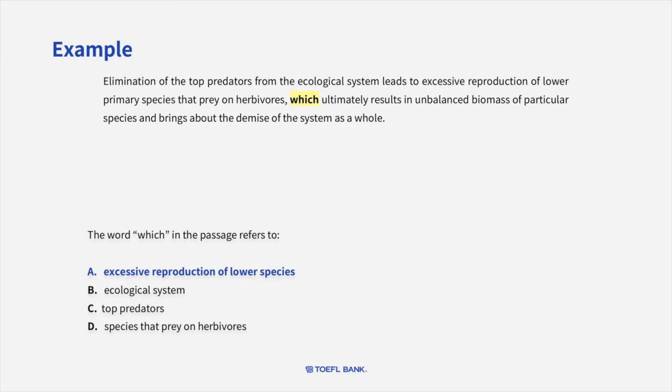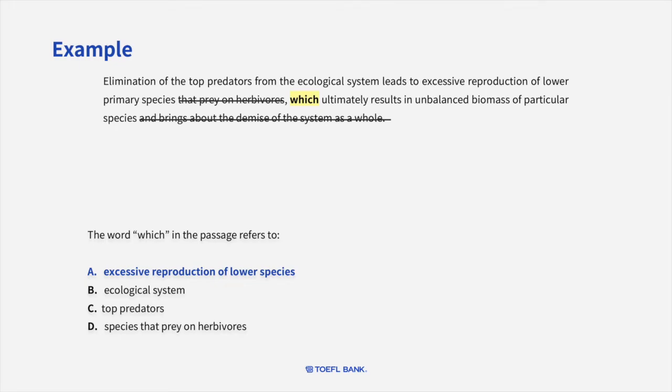Elimination of top predators from the ecological system leads to excessive reproduction of lower primary species that prey on herbivores, which ultimately results in unbalanced biomass of particular species and brings about the demise of the system as a whole. Now let's eliminate the unnecessary parts of this sentence. Elimination of top predators from the ecological system leads to excessive reproduction of lower primary species, which ultimately results in unbalanced biomass of particular species.